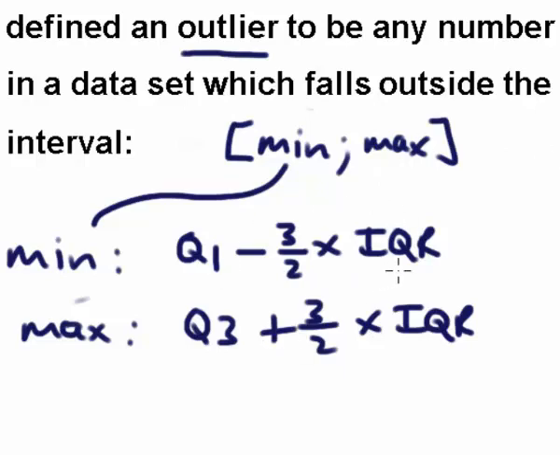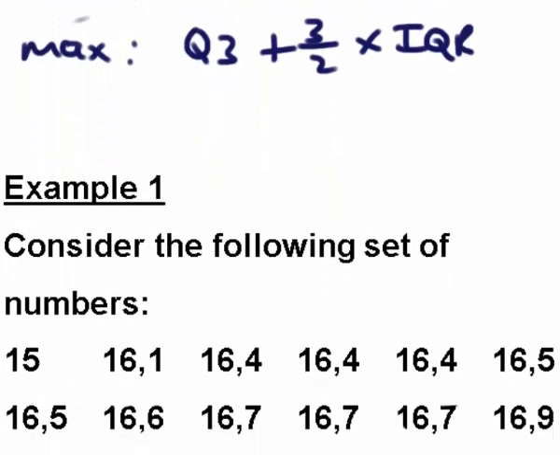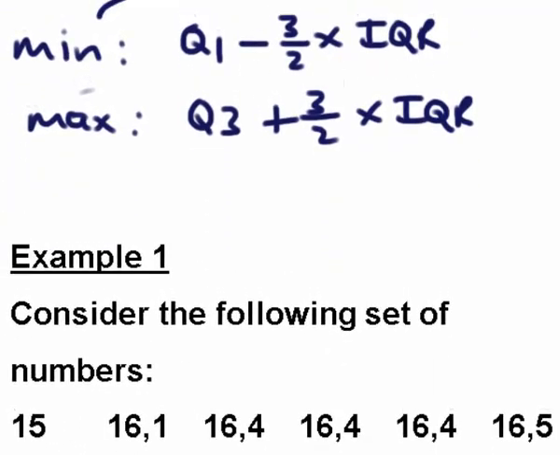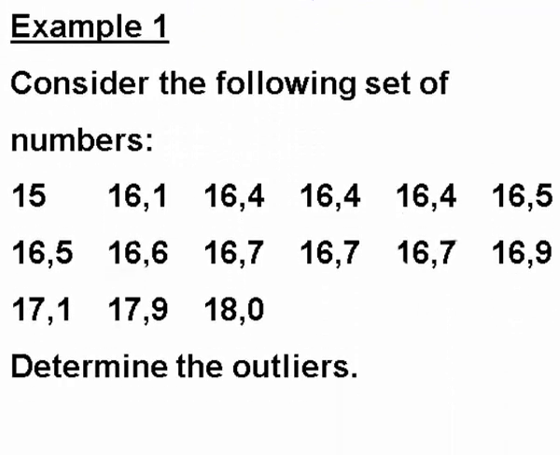But this is a bit tricky at this stage, so let's have a look at what we mean. Hold on to this; this is what we call the outlier interval. Take this example. Consider the following set of numbers, nicely organized from smallest to biggest. I think there are about 15 of them. Let's just check. We must find the outliers: which of these numbers are really outside of the outlier interval?